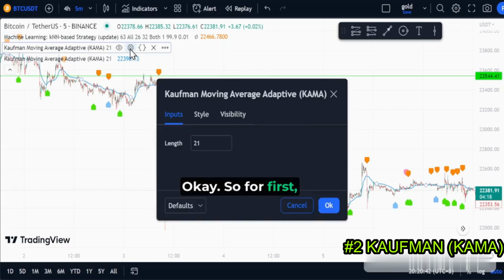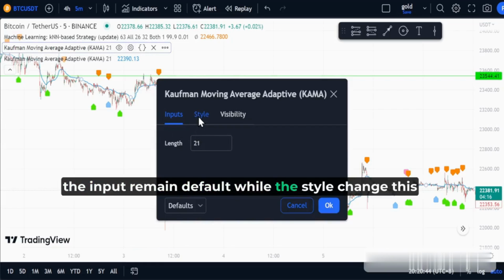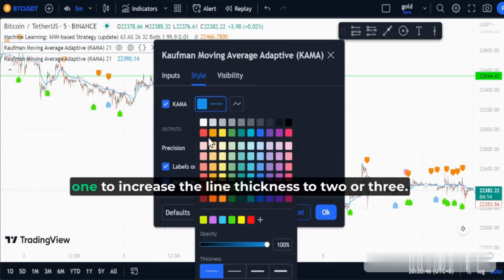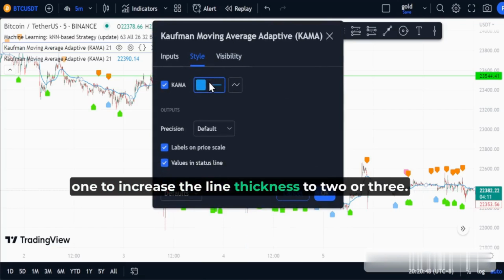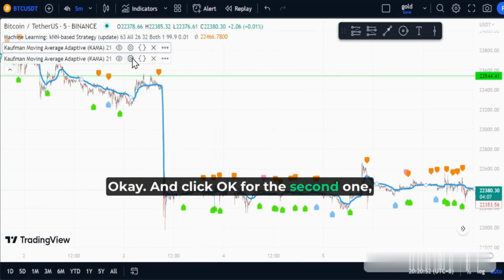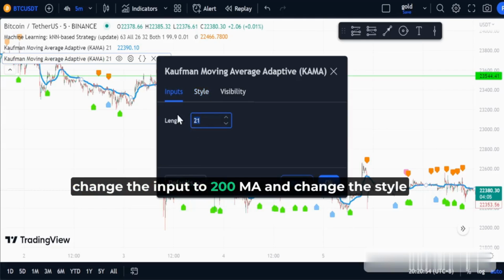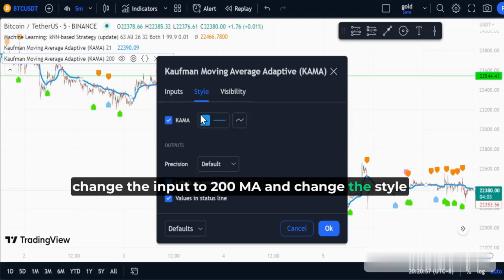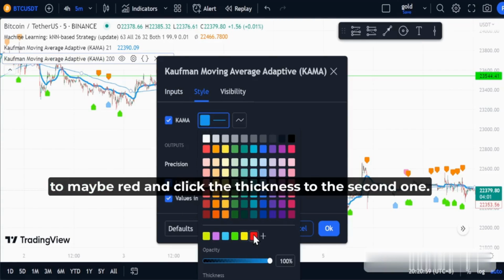For the first, the input remains default while for the style, increase the line thickness to 2 or 3, okay? And click OK. For the second one, change the input to 200 moving average and change the style to maybe red and click the thickness to the second one.